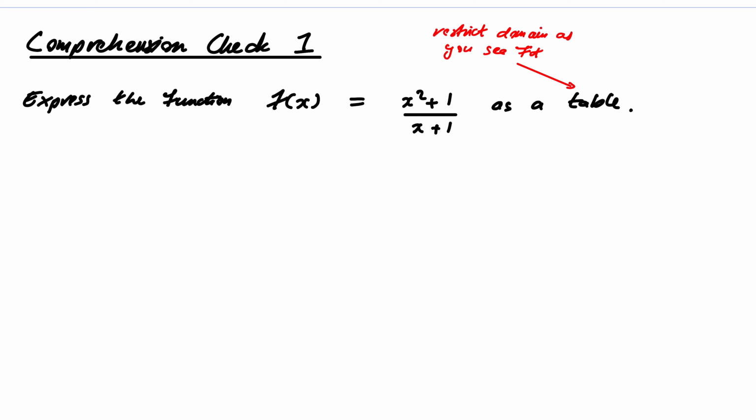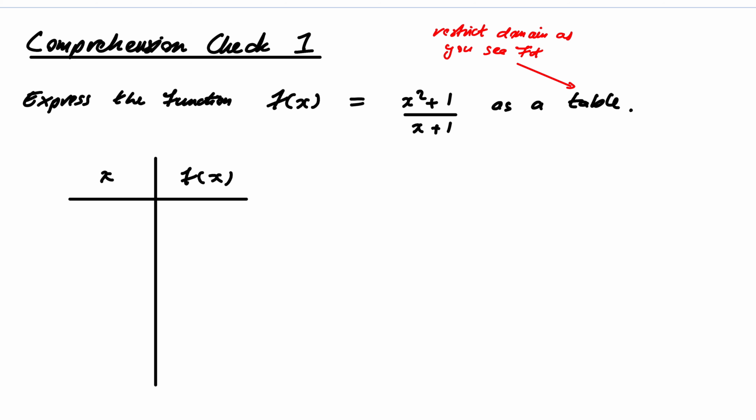You can see the only possible problem is x plus 1 being 0, so x equal to minus 1 is the only problem point. Every other number is totally fine. So the drawback of a table, as I said, is it's not going to show the entire function, but we can give some partial information, I suppose. So I'll just choose a few values. So x and f of x.